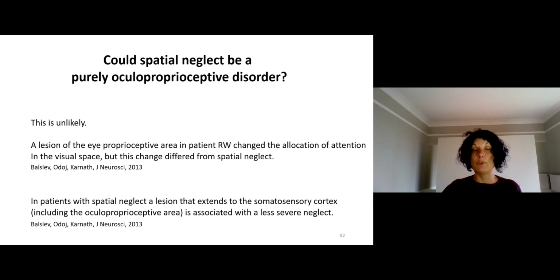Could spatial neglect be a purely ocular proprioceptive disorder? I don't think so. And I don't think so because I have worked with a patient with a lesion in the somatosensory cortex that affects the ocular proprioceptive area. Although that patient had a change in the allocation of attention in visual space, that change was not spatial neglect. Also, in patients with spatial neglect, when the lesion extends to the somatosensory cortex, this is associated with a less severe neglect.